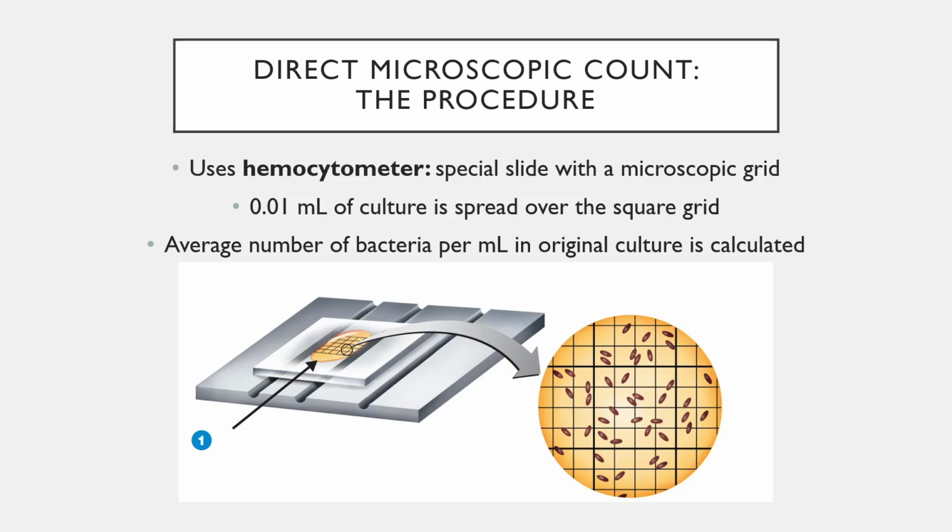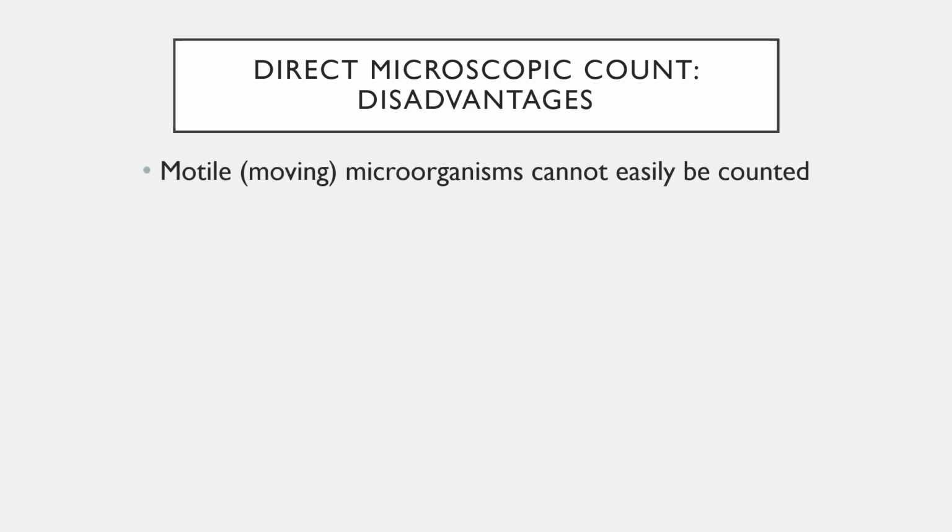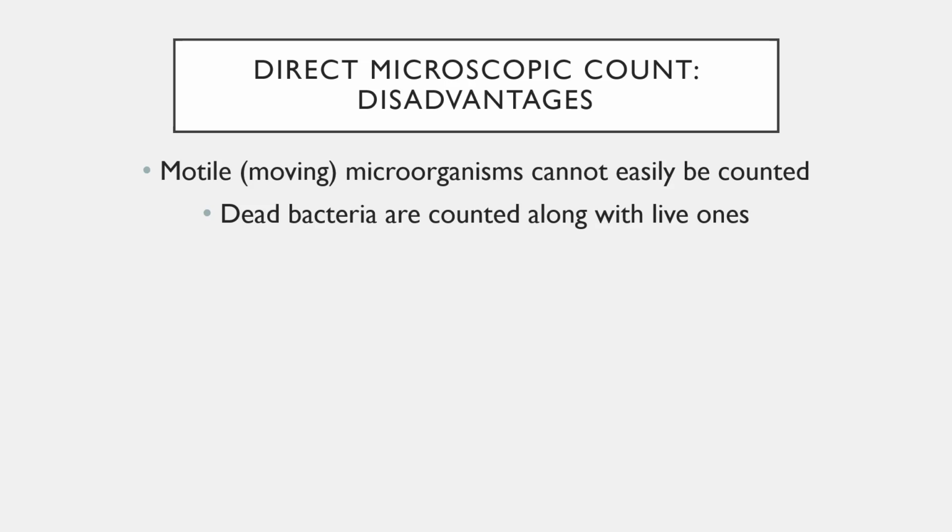There are some disadvantages to the direct microscopic count as compared to the standard plate count. One disadvantage is that if the organisms that you are looking at are motile, meaning they are able to move, it makes it incredibly difficult to count them and make sure that you're not counting the same organism twice. In addition, under the microscope, many times dead bacteria look exactly like living bacteria, and so you are unable to distinguish between bacteria in the sample that have already died and bacteria that are still alive. And this is not really an issue with the plate count method because dead bacteria will not form a colony forming unit.